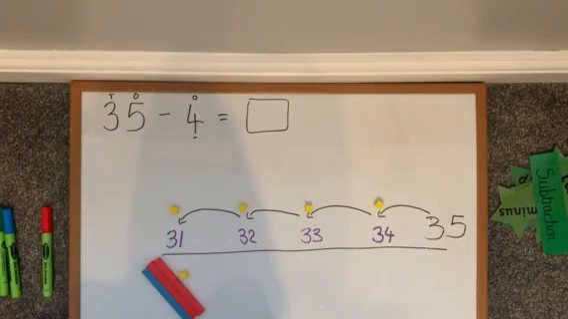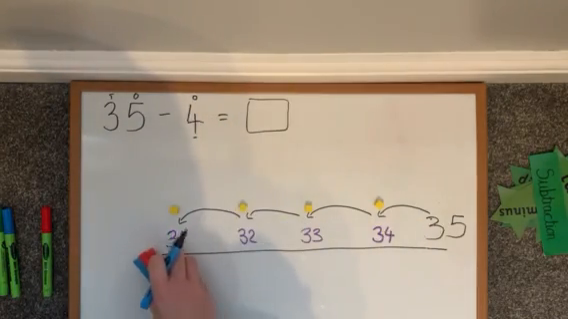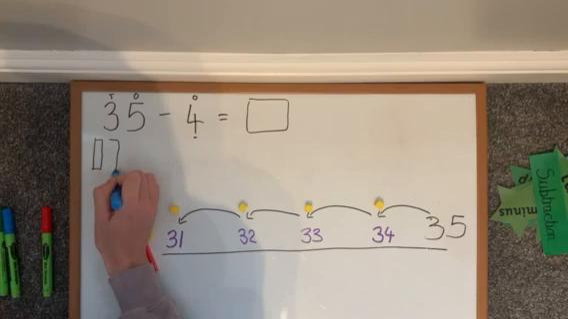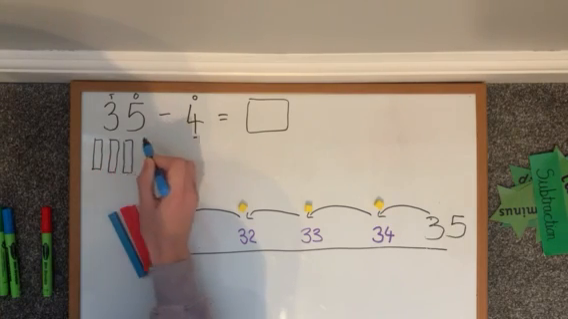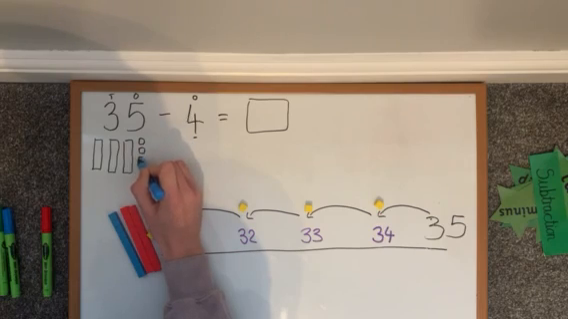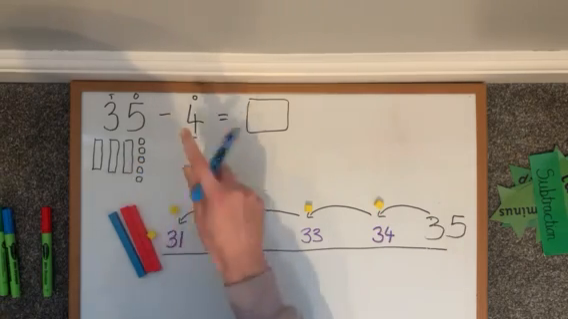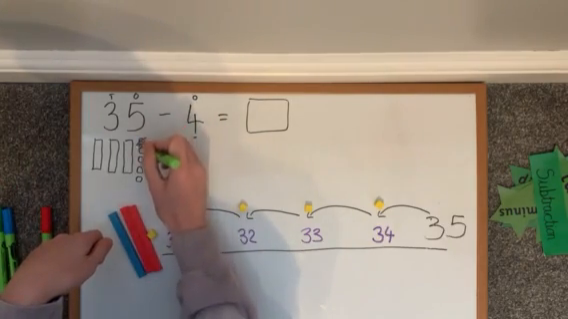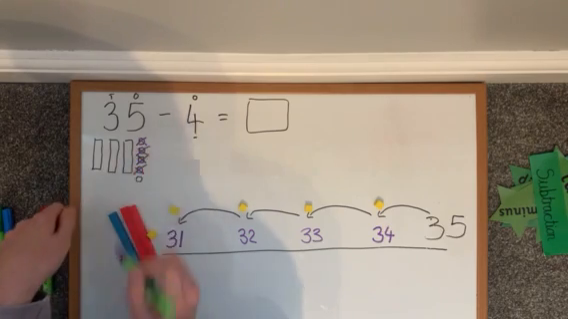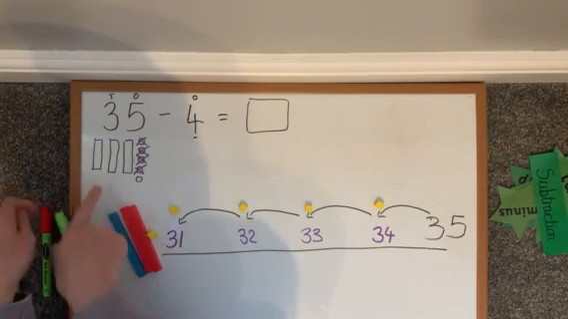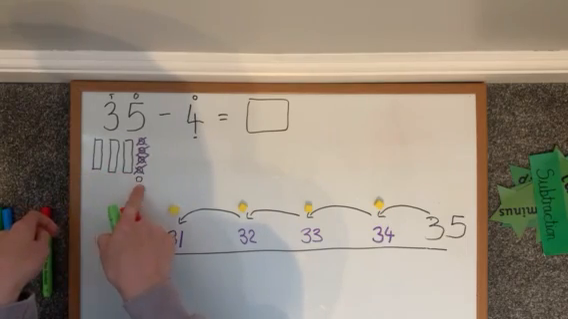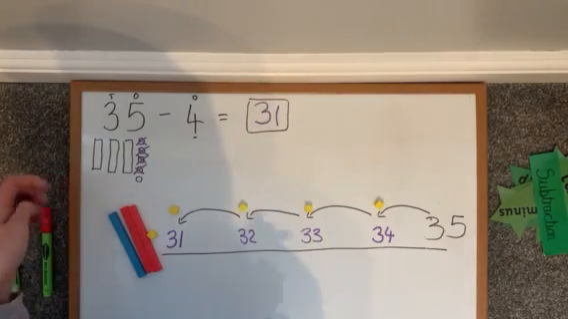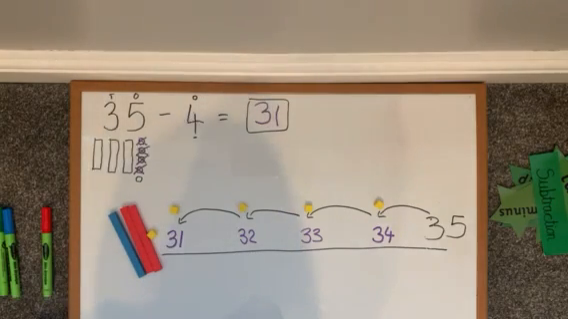And now we're going to just try it out with our crossing off method just to make sure. So let's draw 35, 10, 20, 30, 31, 32, 33, 34, 35. And now I'm going to take away 4 of them. So I'm going to cross off 4 1s. 1, 2, 3, 4. And I'm still left with 31, 10, 20, 30, 31. So both methods have got me the answer 31. And I know that can be right because it is smaller than what I started with.